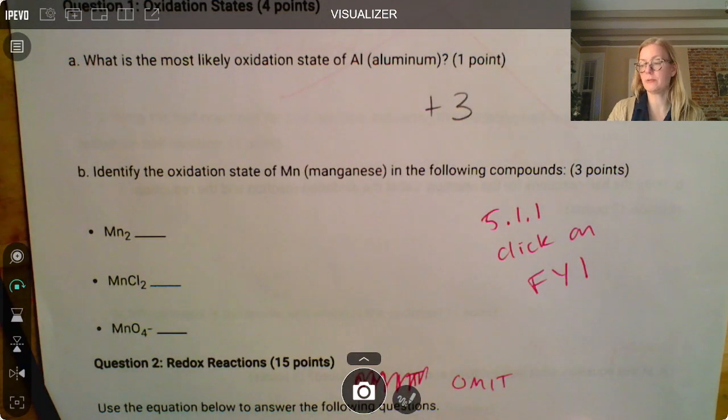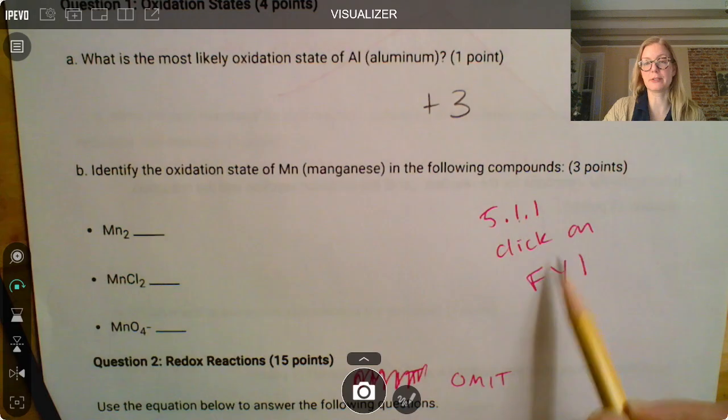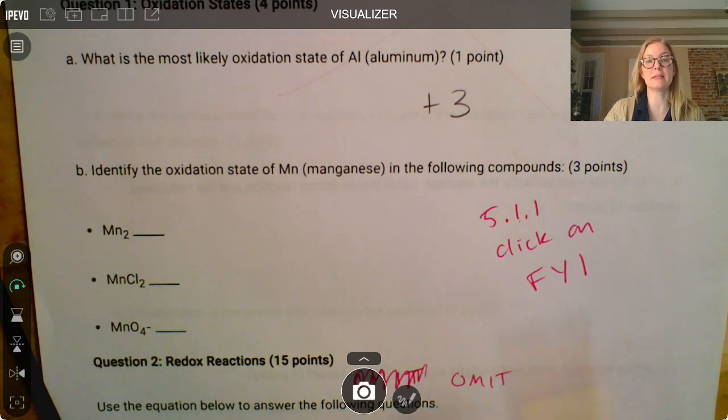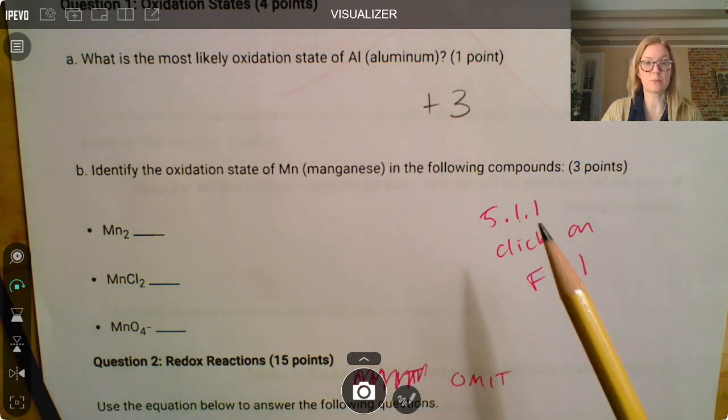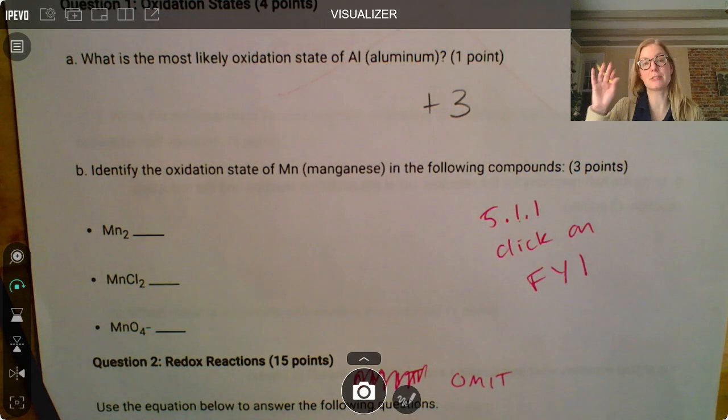For part B, you need to go to 5.5.1 and click on the FYI button, and they give you all the hints for oxidation states. Some things I want to emphasize. When an element is alone, its oxidation state is 0. Even if it's just bonded to itself, its oxidation state is 0. When it's bonded to something and you don't know the oxidation state, you can figure it out by looking at the things with the oxidation state that you do know.